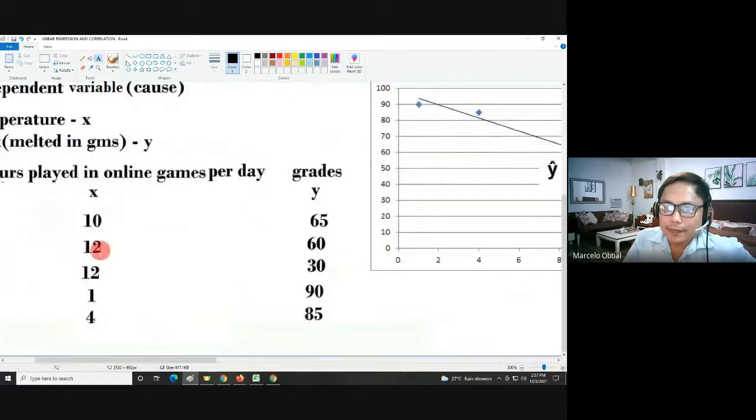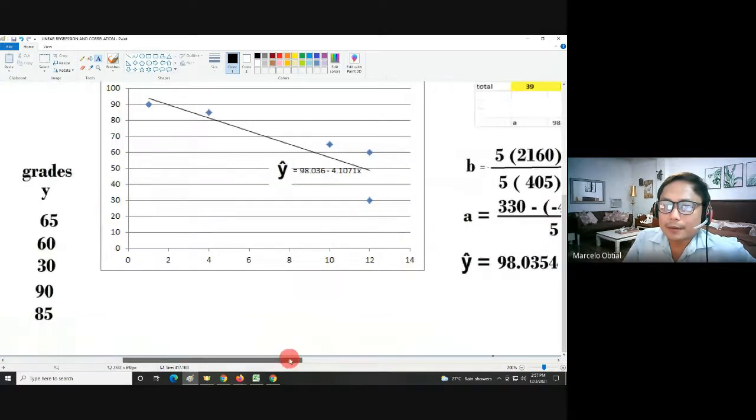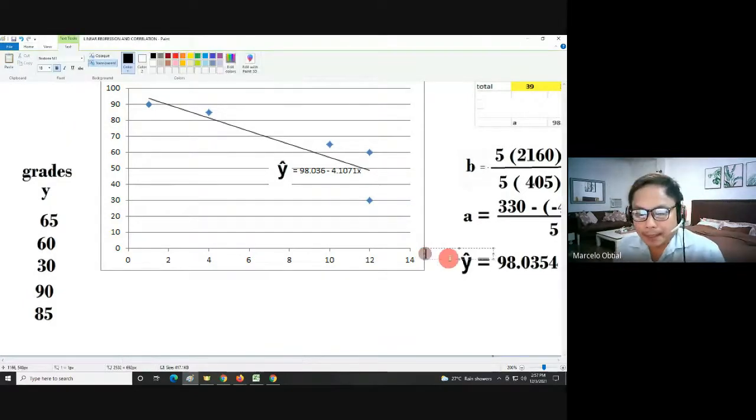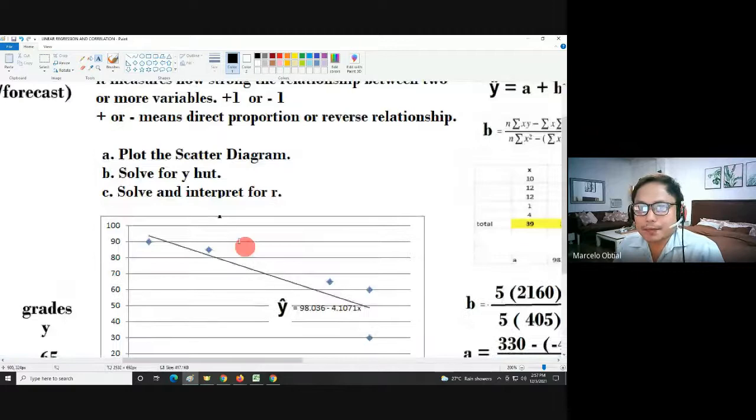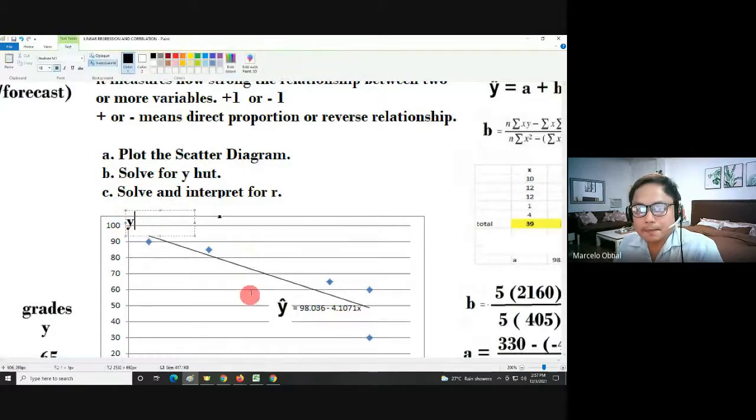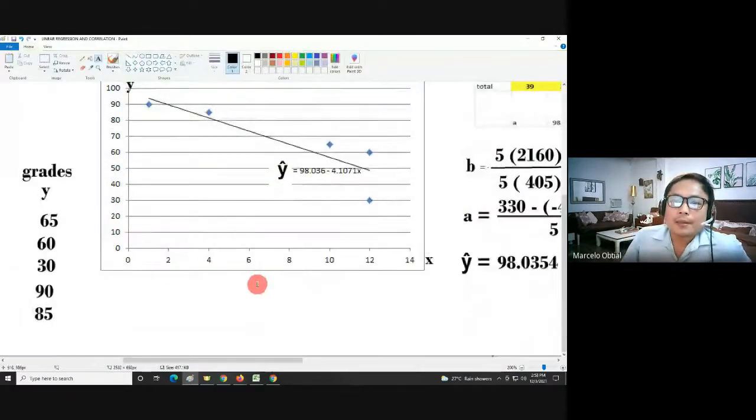Now, here are the given. How to plot the scatter diagram? First, you create this graph. This is your x-axis. You do this manually, class. Sa manual ninyo ito gawin. You practice, please. You draw your x and y-axis.